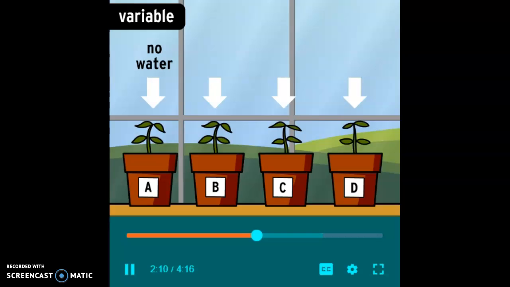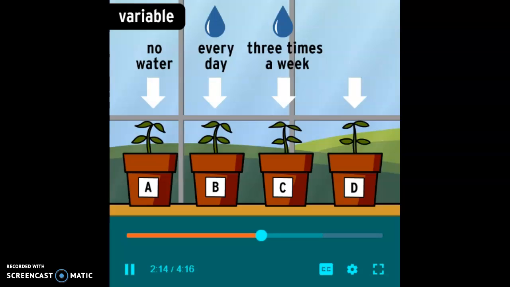Plant A will not be watered at all. Plant B will be watered every day. Plant C will be watered 3 times a week. And Plant D will be watered just once a week. We'll check back in a month to see what's happened.